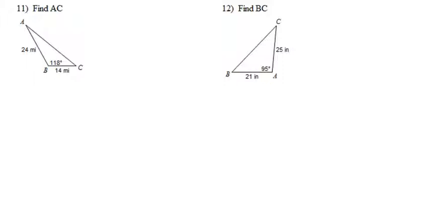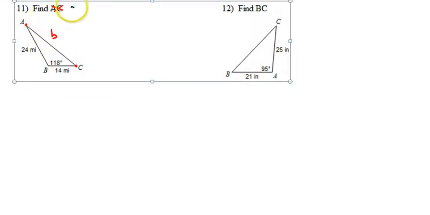Okay, number 11. Find AC. AC is the segment from point A to point C. So segment AC is the same thing as little b. So instead of saying find AC, it's find little b.